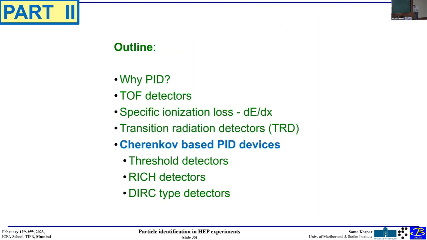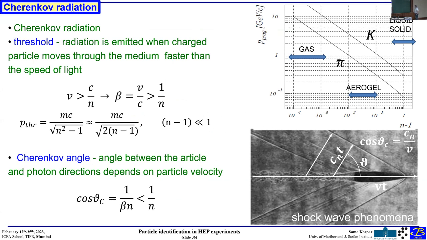This is where we ended yesterday, and what remains are Cherenkov-based PID. These are really dedicated PID devices. We already started yesterday with some properties of Cherenkov light, namely the threshold: the speed of the particle needs to be higher than the speed of light in the medium, which is exploited by the threshold Cherenkov detectors. The other one is the Cherenkov angle.